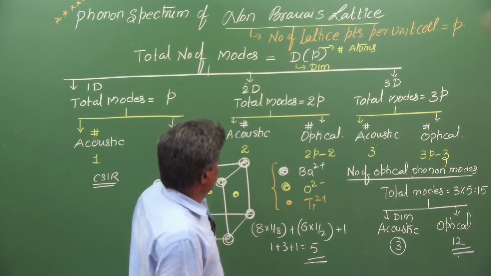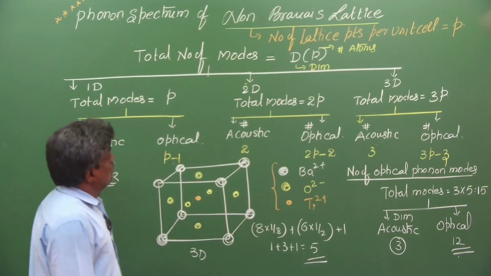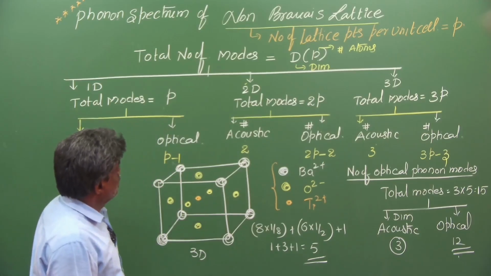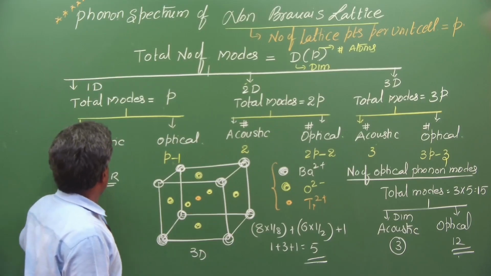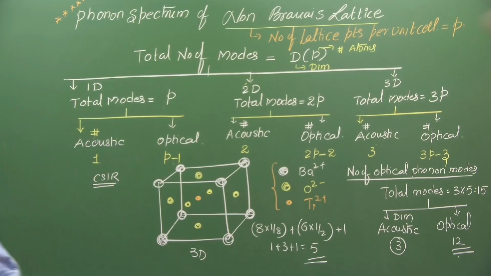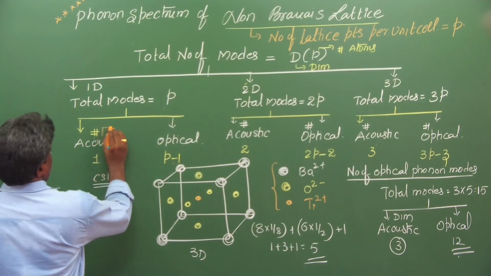So the number of total modes is dimension into number of atoms. So acoustic is always equal to dimension. That also please write. The number of acoustic is always the dimension. This is equal to the dimension.